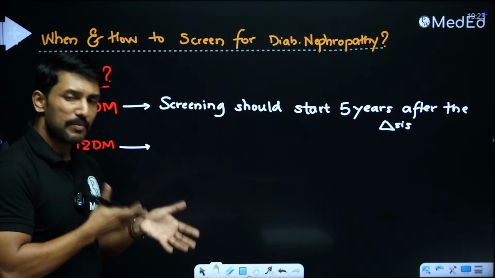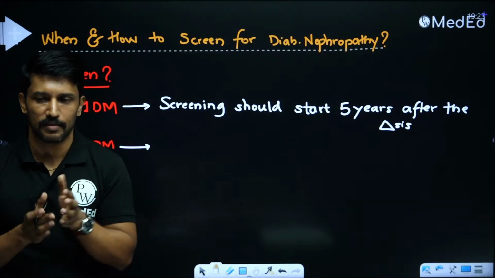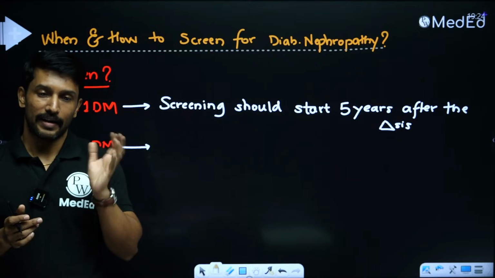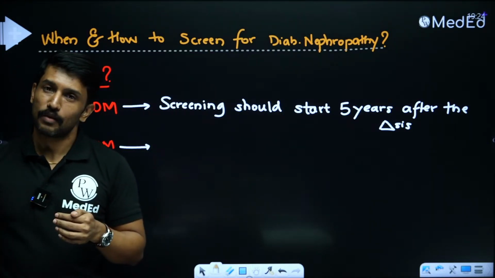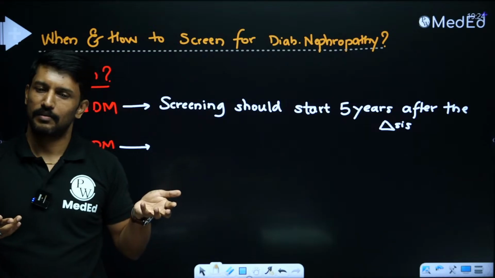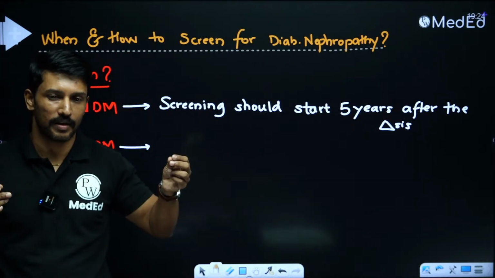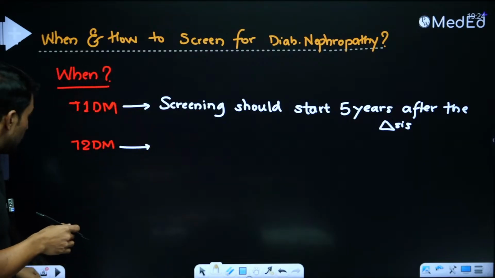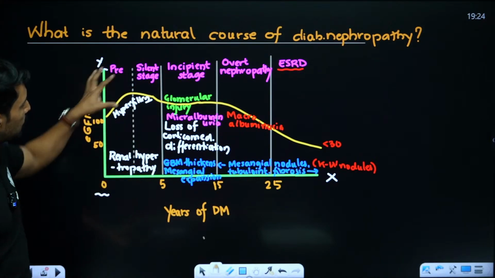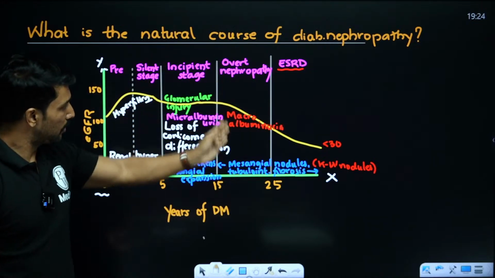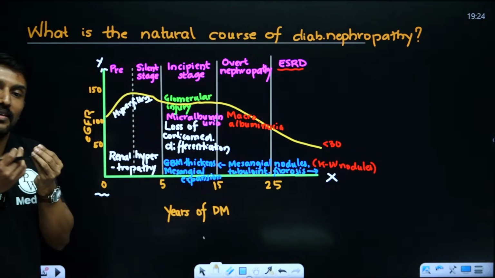So by the time they present with type 2 diabetes mellitus, a 35 or 40 year old man came, I screened and I got the diabetes diagnosed. I don't know how many years before that he was diabetic, 5 years, 10 years, 15 years. We never know because they remain asymptomatic for a very long period, and during that period these changes would have already progressed. So at the time of diagnosis he may be anywhere. He may be in overt nephropathy stage, incipient stage, silent stage, pre-stage, because I don't know how many years since diabetes started, right?